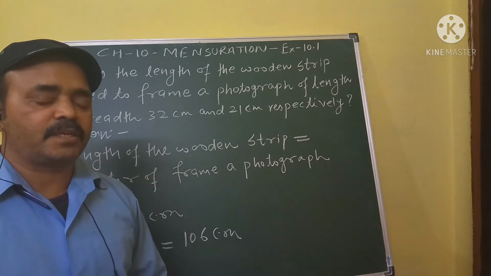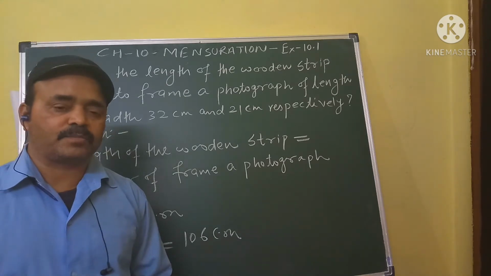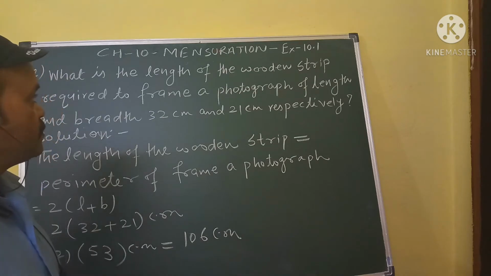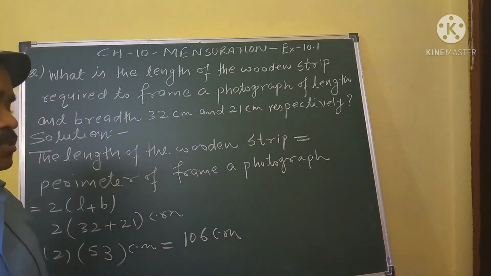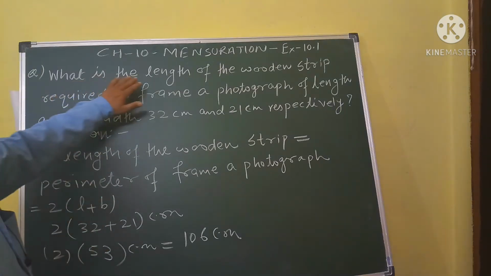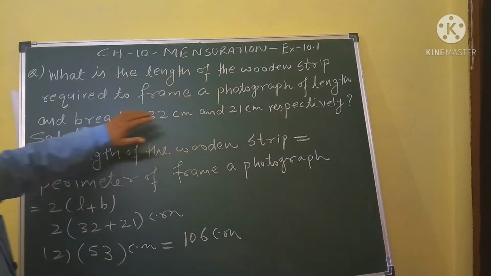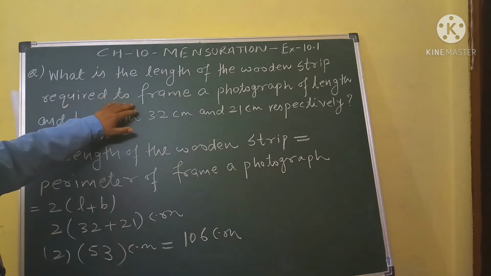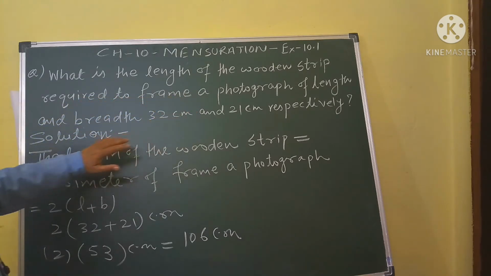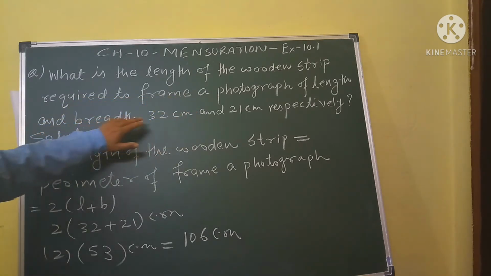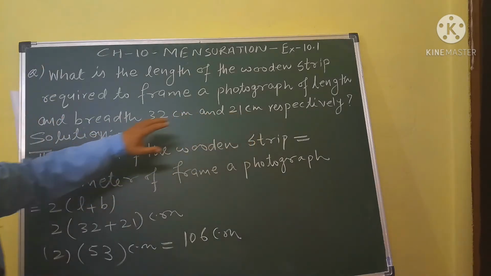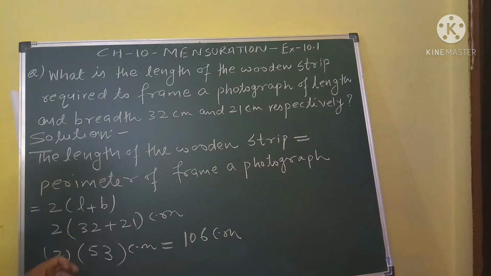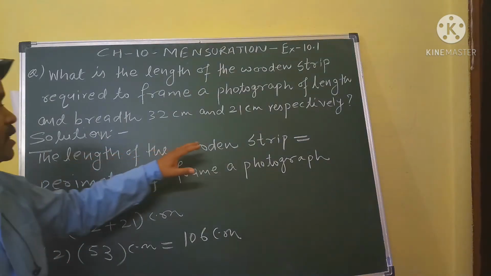Now today we will discuss some problems from chapter 10, Mensuration, exercise 10.1. Your question is, what is the length of the wooden strip required to frame a photograph of length and breadth 32 centimeter and 21 centimeter respectively? Okay, my dear student, in this question we will find out the length of the wooden strip.